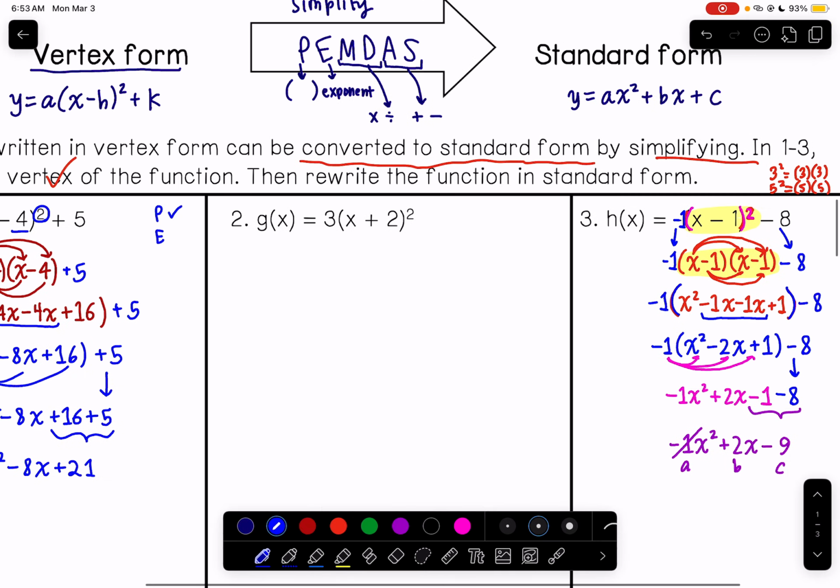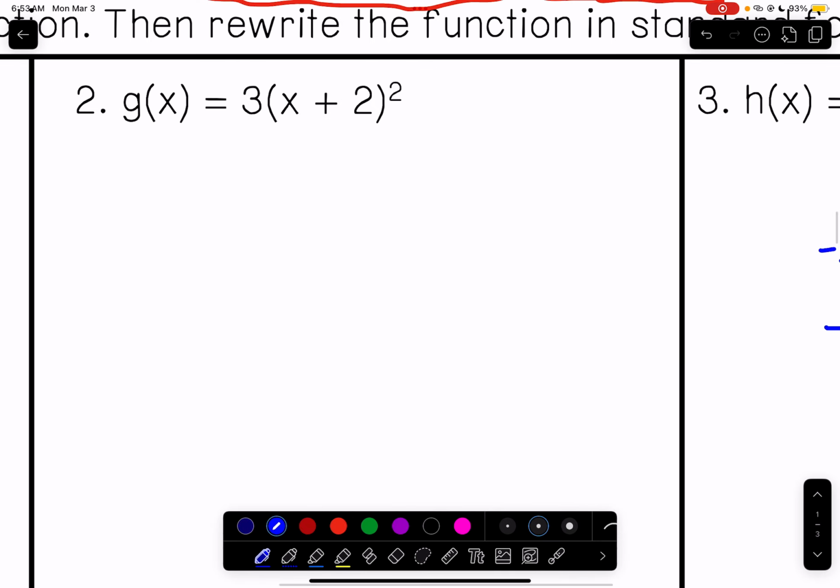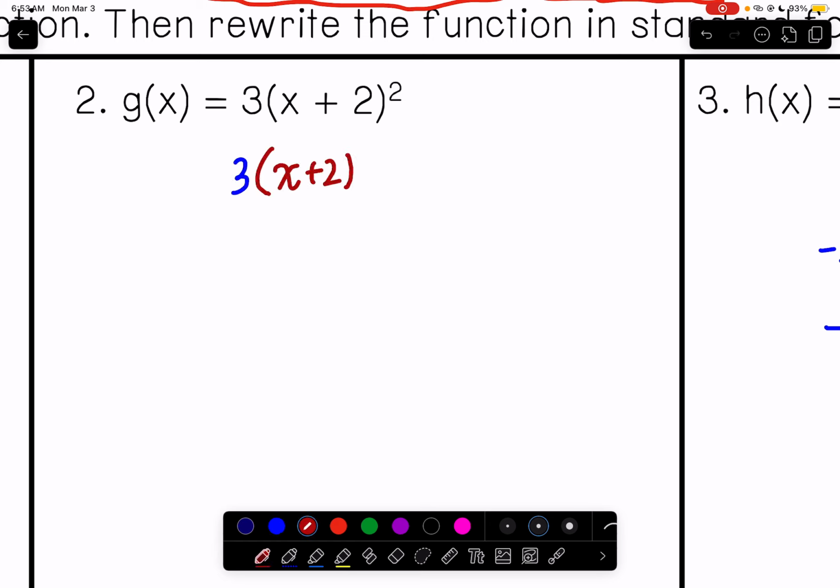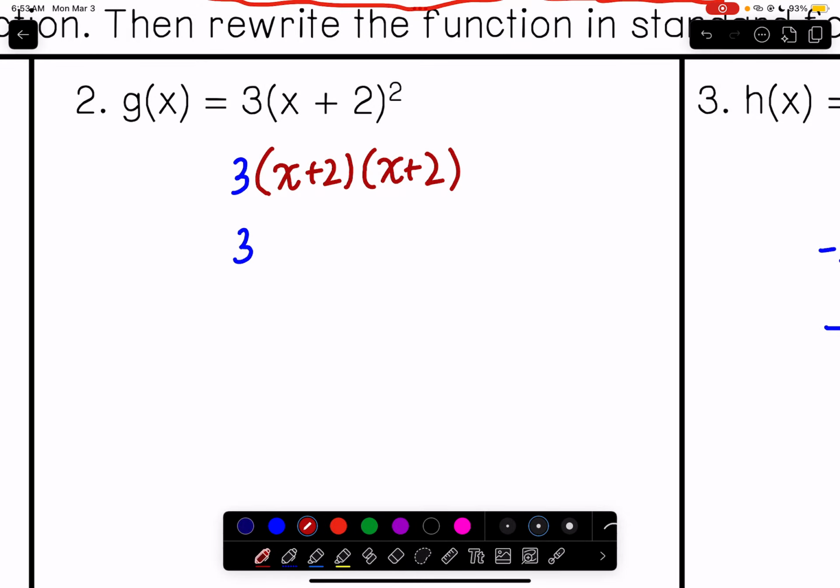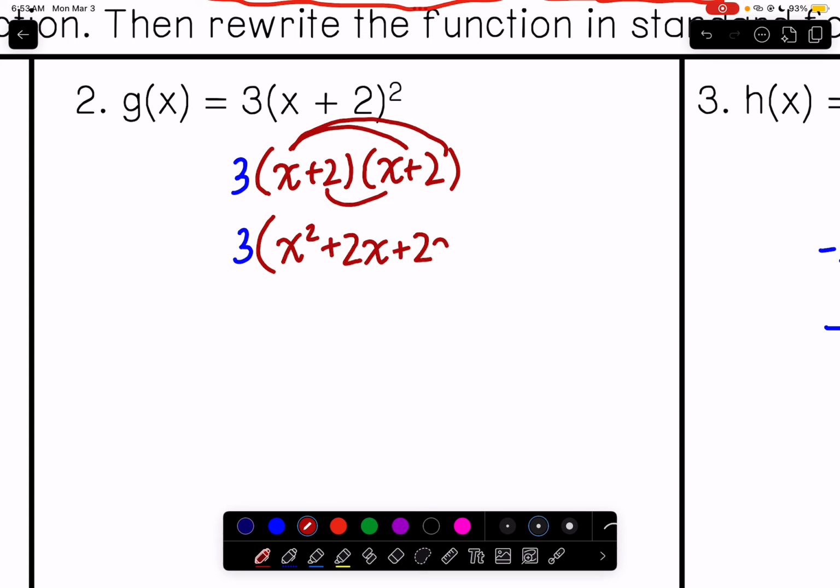Let's do it one more time on number 2. G of x equals 3 times the quantity x plus 2 squared. Once again, these are not like terms. I'm going to just go ahead and start by squaring this. So I've got 3 times x plus 2 times itself. So that's 3 times the entire quantity of x squared plus 2x again plus 4.